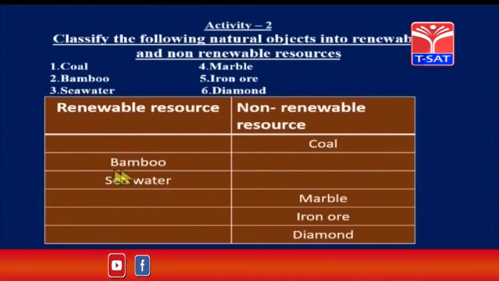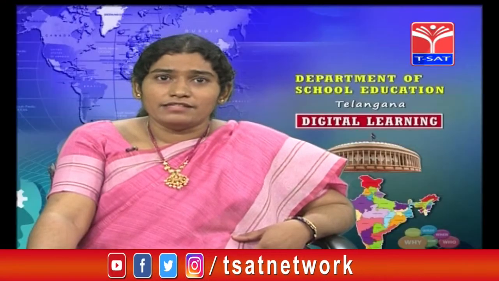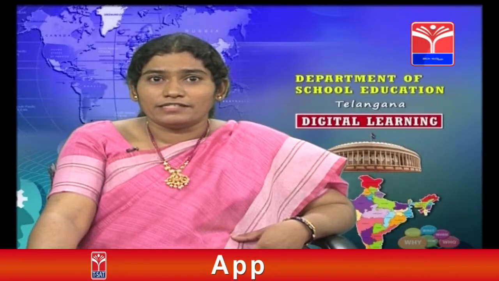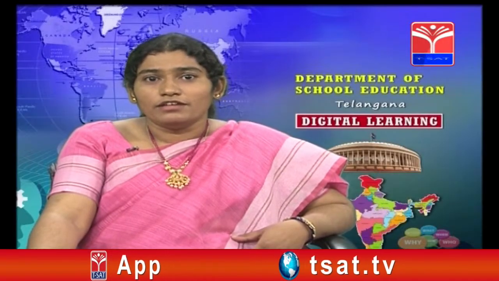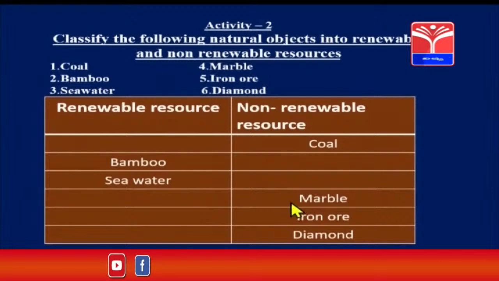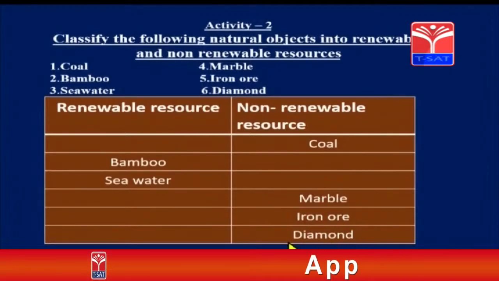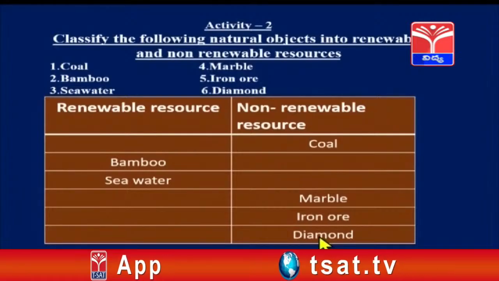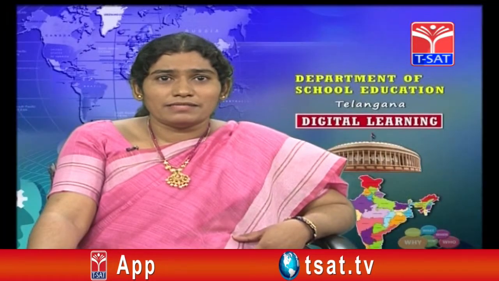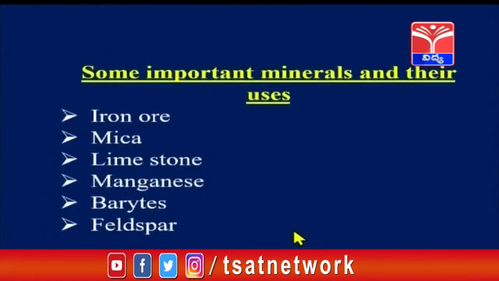Do you remember the water cycle, children? Yes. Water is getting evaporated, getting condensed, the precipitation takes place and again it returns in the form of rain. So seawater is definitely a renewable resource. Marble is non-renewable. You cannot get back the marble again. Iron ore is also non-renewable. And diamonds, if you take out the diamonds from the diamond mines, you cannot get the diamonds back. Is it not, children? Yes. So this also comes under the non-renewable resource. Shall we go to the next?